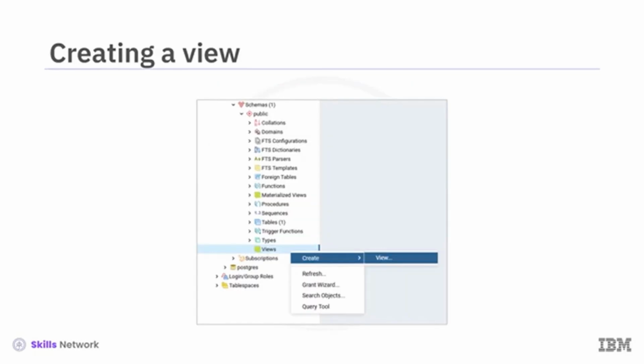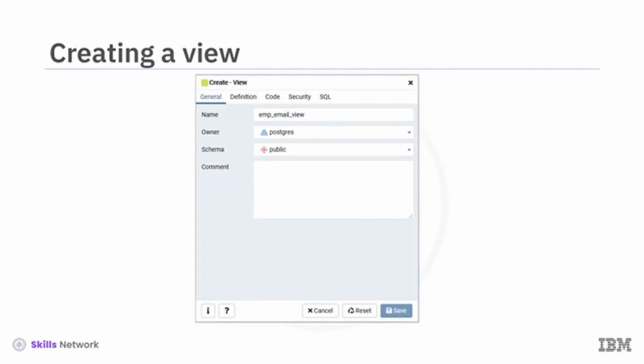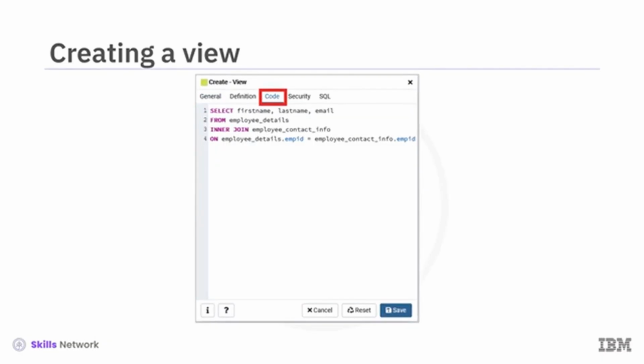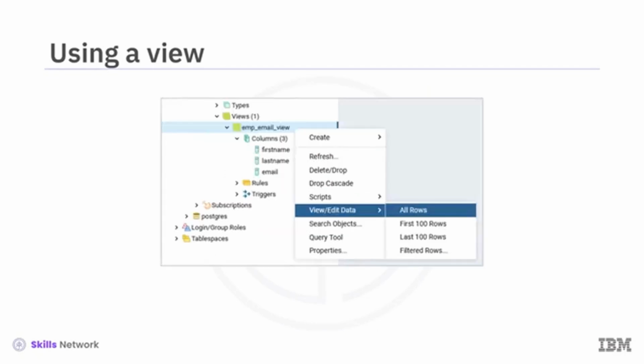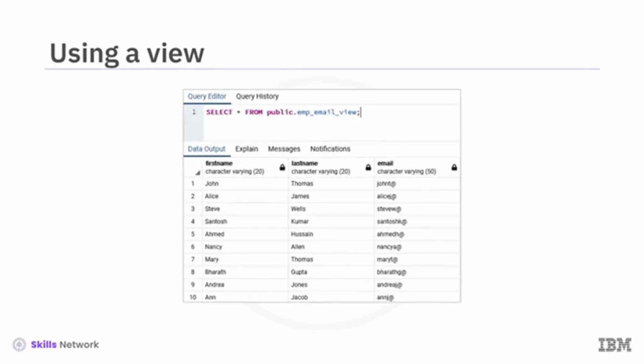In pgAdmin, you create views within a schema. So in the tree view on the left-hand side, right-click Views, click Create, and then click View. This opens the Create View box in which you first need to name the view. And then on the Code page, you can enter the SQL code that defines the view, and then click Save. You'll then see your view in the Views folder, and you can expand the view to display the columns included in it. To run the view, right-click the view name, click View/Edit Data, and then click All Rows. You'll then see all the rows included in the view.